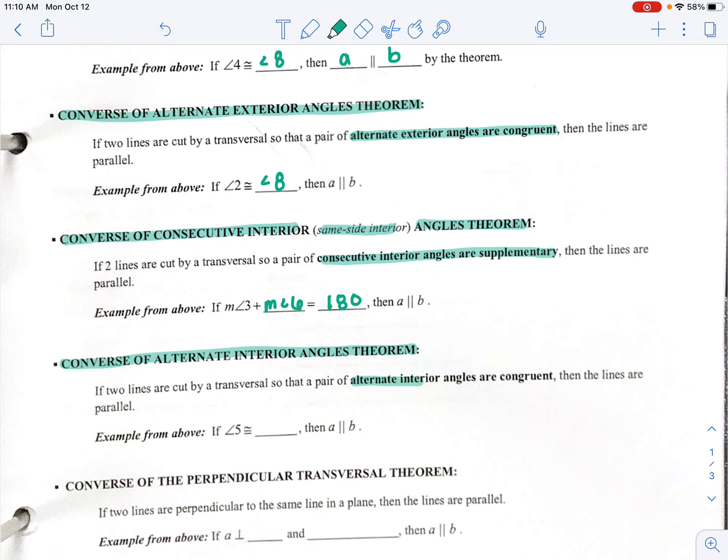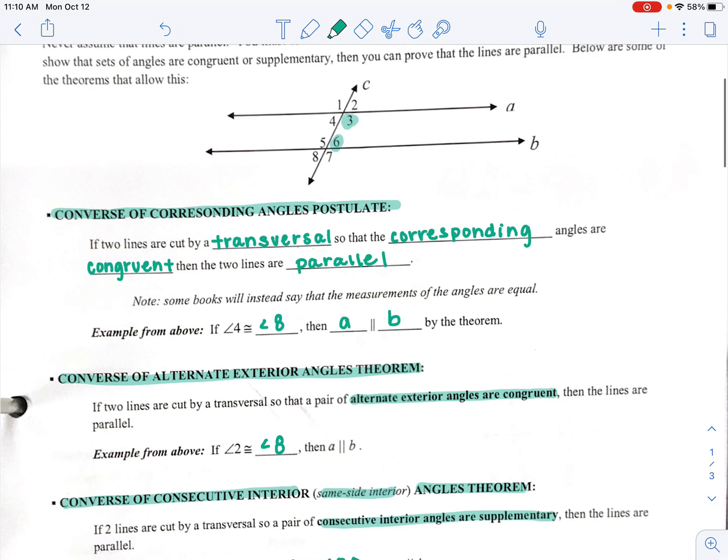Next one, the converse of alternate interior angles theorem. If 2 lines are cut by transversal, so that the pair of alternate interior angles are congruent, then those 2 lines are parallel. And they give us angle 5 here. So look at this picture up here. We have angle 5, and we're looking for its alternate interior angle.